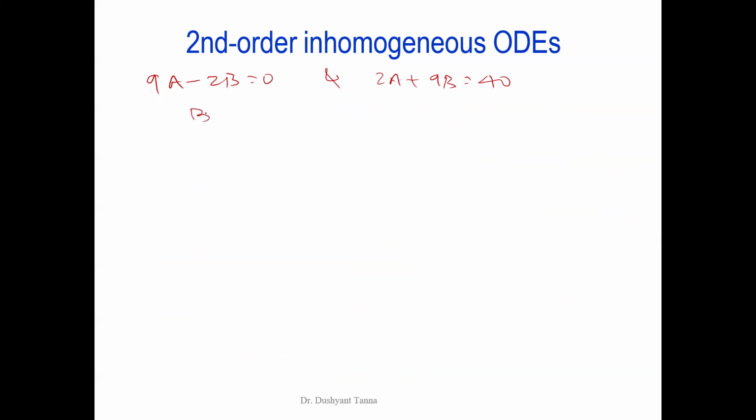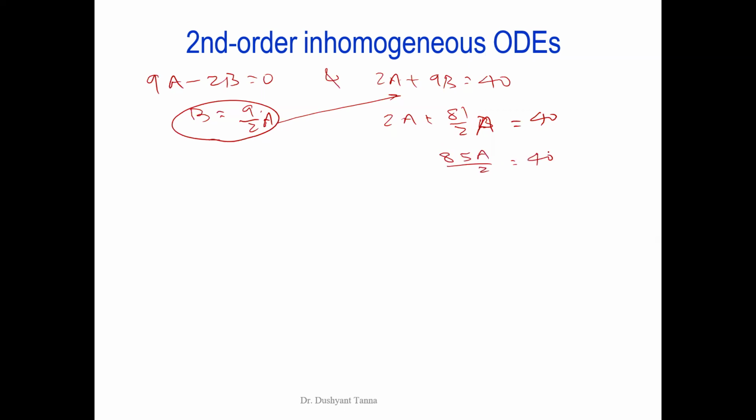we say b is equal to 9 over 2 times a. We put it here: 2a plus 81 over 2a is 40. So that's like 85a over 2 is this. So a is 80 over 85. We can get rid of 5 from both ends. So 16 over 17 is my a.